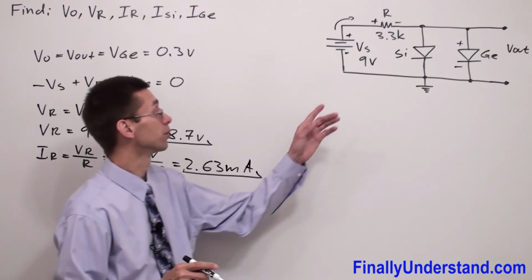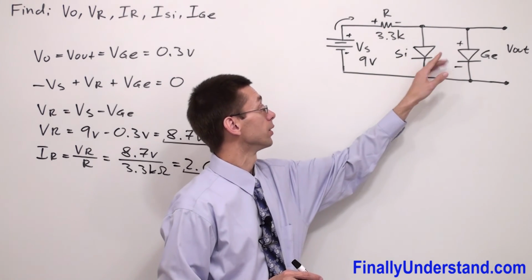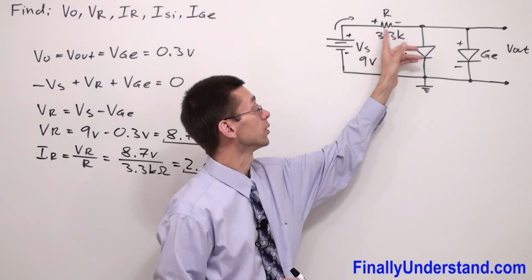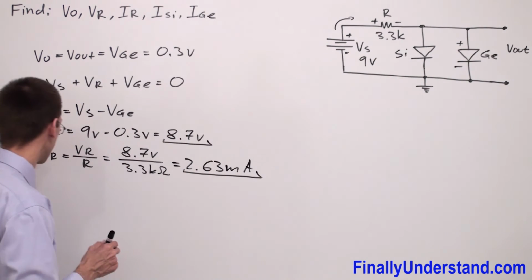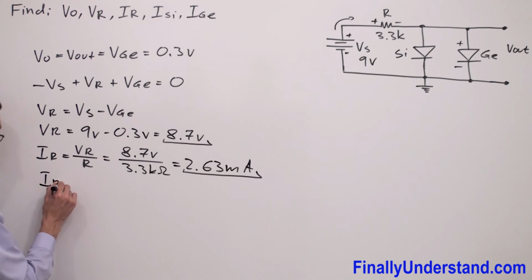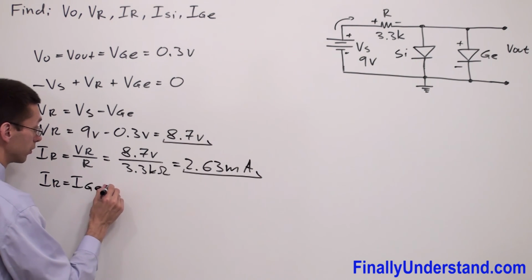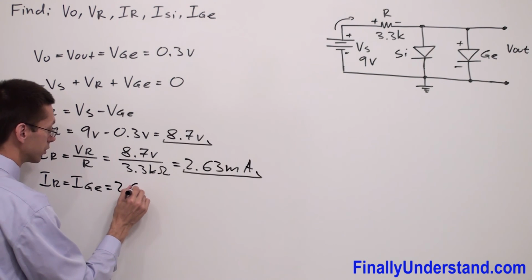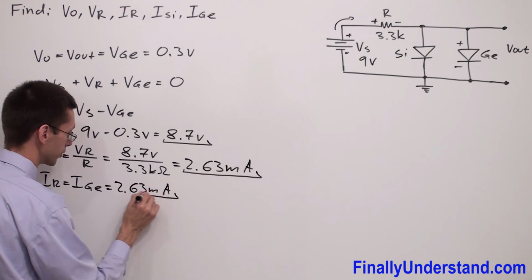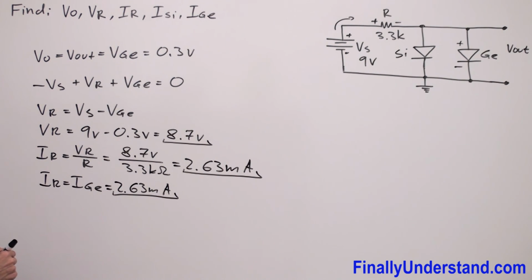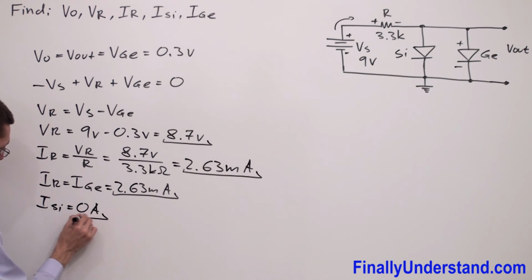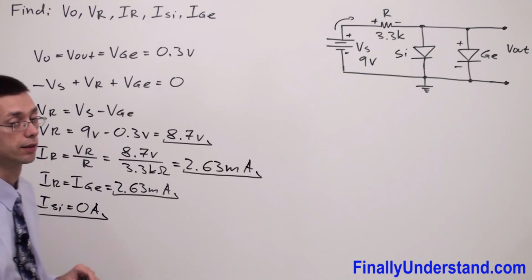Please notice that we are talking about a series circuit, because this diode, we said, does not exist. In a series circuit, we have just one current, so we can say that IR is equal to I germanium, the current which goes through the germanium diode, and this is also equal to 2.63 milliamps. As for the silicon, the diode is not conducting, so that's why we say that I silicon is equal to 0 amps. And this is the end of the problem.